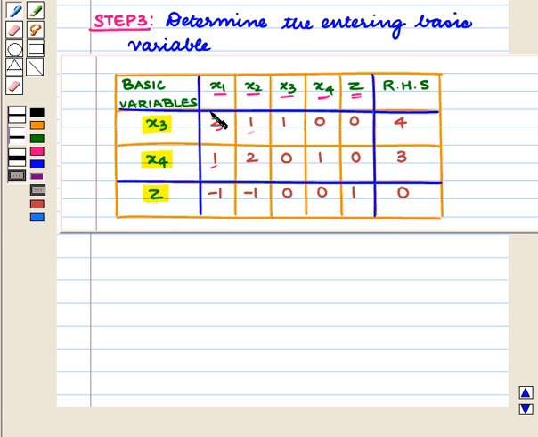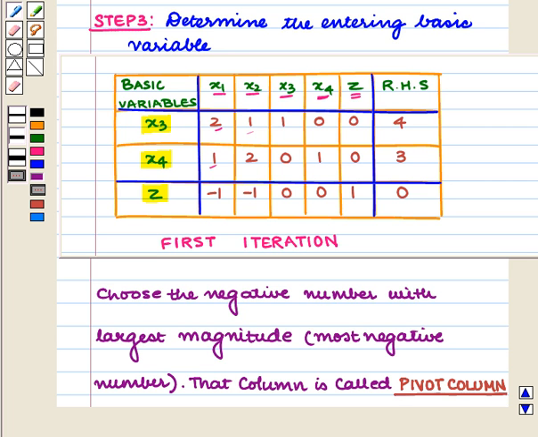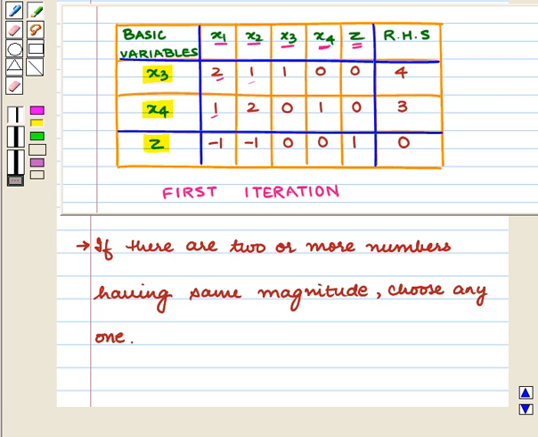So here we have drawn darker lines in the table to show what is being excluded. This is the first iteration. Now we have -1, -1, 0, 0, 1 in the last row. From these, choose the negative number with the largest magnitude or the most negative number. That column is called the pivot column. If there are two or more numbers having the same magnitude, choose any one.